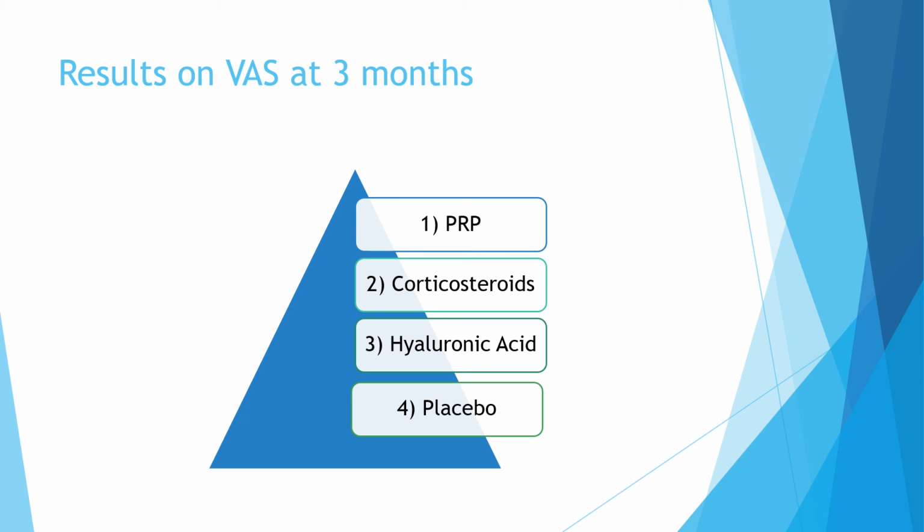All right, so we're moving on from the WOMAC into the visual analog scale, VAS, and we're going to start off at the 3-month follow-up. And the authors found, once again, they're looking at 30 randomized control trials, and this is a meta-analysis of almost 3,500 patients. At 3 months, PRP comes in number 1 for most pain relief, followed by corticosteroids, number 3, hyaluronic acid, and placebo, number 4.